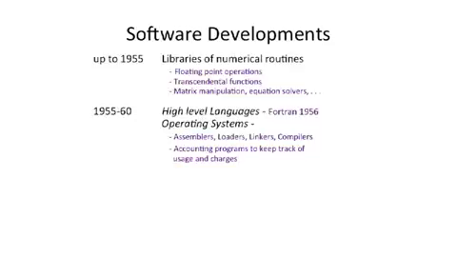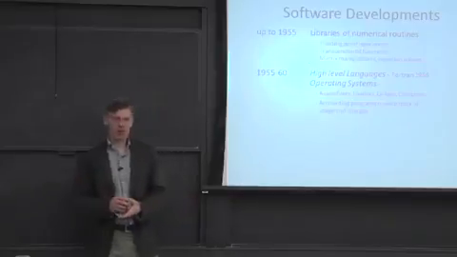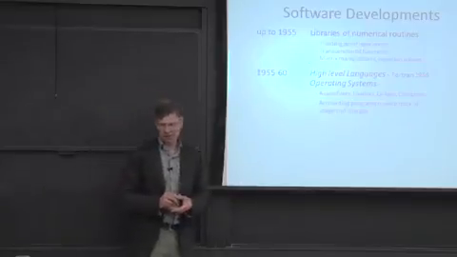Floating point operations were made easier. We had transcendentals, those are the sine, cosine libraries. You had some matrix and equation solvers. And you started to see some libraries that people could call, but people were not necessarily writing code by themselves or writing large bodies of code in assembly programming because it was pretty painful.